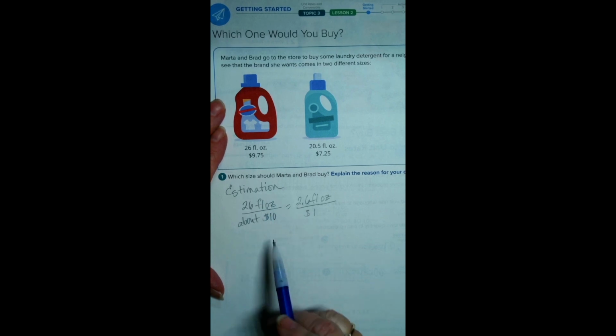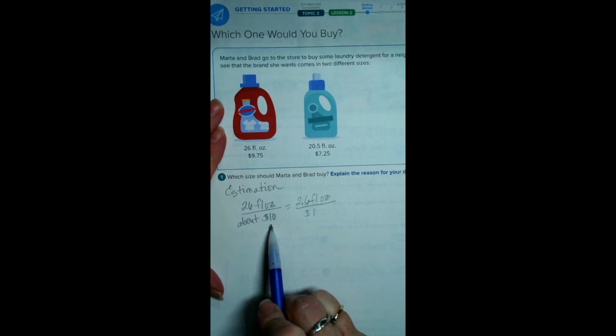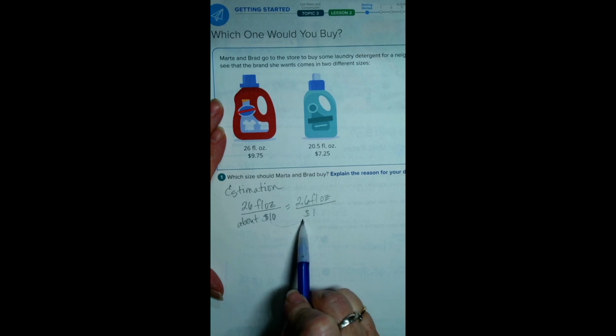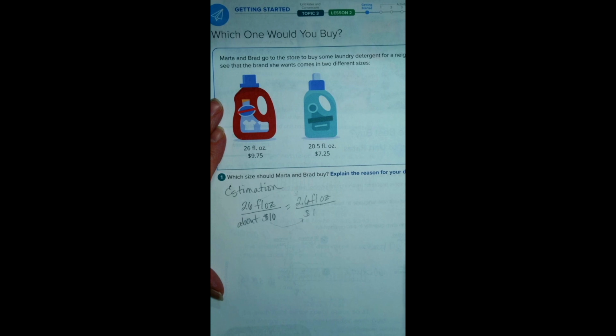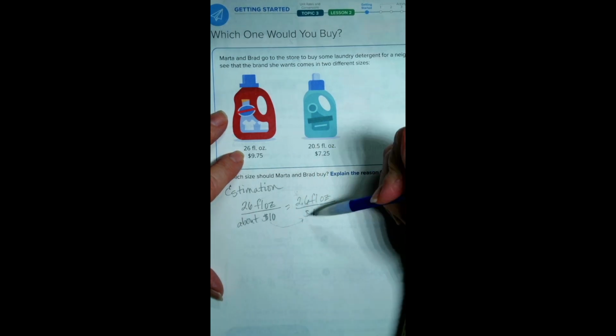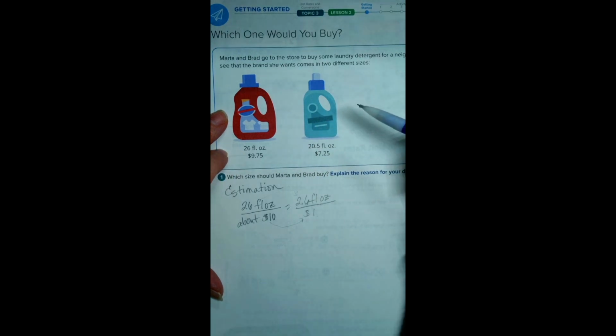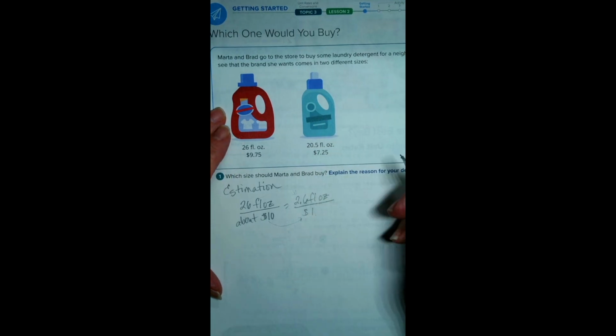If we thought about it using our equivalent ratios, if we go from 10 down to $1, we would divide by 10. Here we're dividing by 10 as well. So it still works out the same. So for this red bottle, every $1 gets us 2.6 fluid ounces.